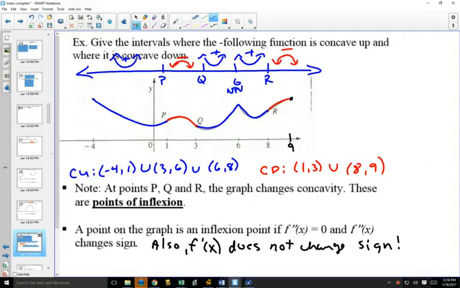So later on, we're going to find out that if at a point you change from concave up to concave down, what happens at that point is the second derivative is equal to 0 and your second derivative is changing sign. And at an inflection point, we're also going to find that the first derivative doesn't change sign.